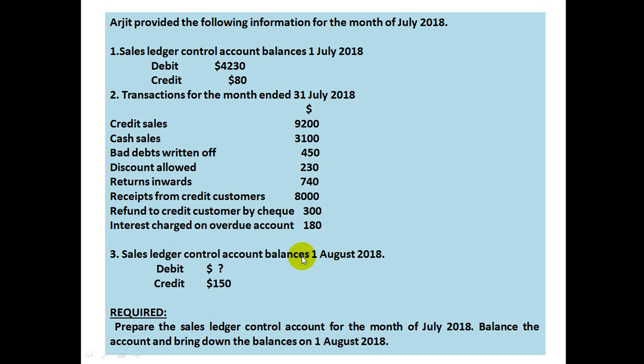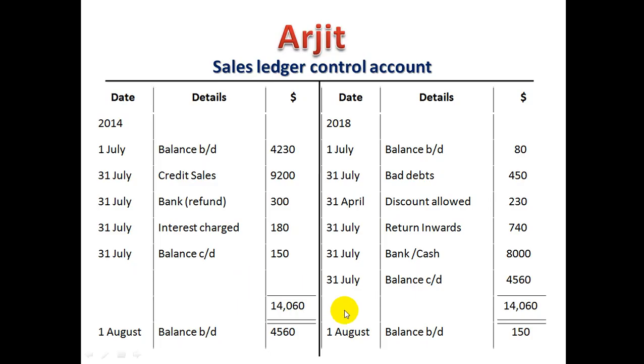Sales ledger control account balances. The debit balance is not given, we have to calculate it. The credit balance is given, we will mention it as the credit balance. This is the credit balance brought down, so it will also become the balance carried down. This debit balance is actually missing, which we have to trace as the ending balance. How to do it? First of all, add all these amounts. Subtract all these amounts. The difference amount is the balance carried down, which is to be written here.